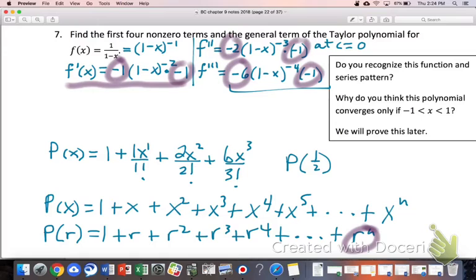If I found p of 1/2, the common ratio would be 1/2. So this actually is the geometric series, and there's a deeper connection. And to see that deeper connection, let's try to answer this question.